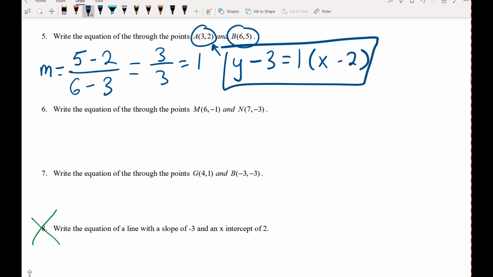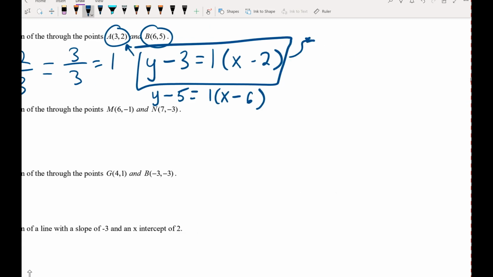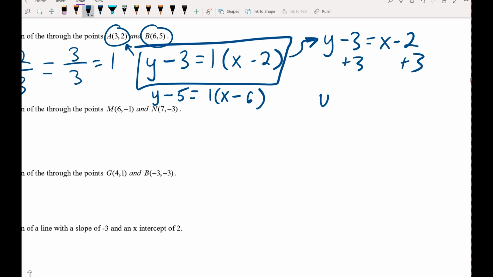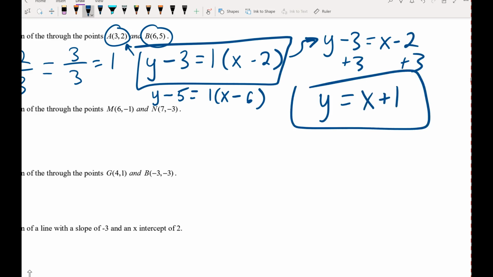This is one equivalent form, or I could pick point B and do y minus 5 equals 1 times x minus 6. And both of these are totally fine. Even if you want to rewrite it in slope-intercept form, if I distribute that 1 and make it y minus 3 equals x minus 2, and then add 3 to both sides, it looks like y equals x plus 1. You could absolutely do that too. Any of these 3 equations right here are perfectly fine.